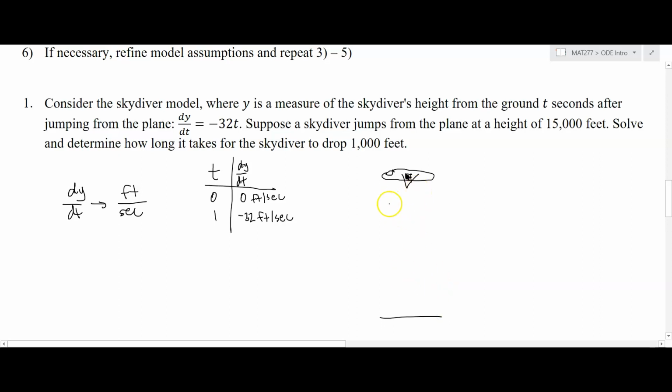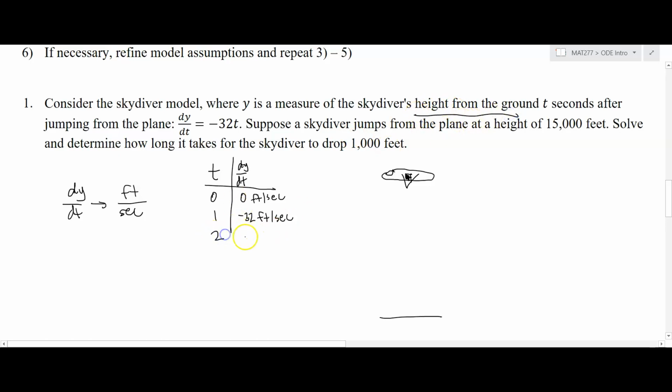So the distance as time passes is going to get shorter and shorter and shorter, as opposed to the distance from the plane, which gradually gets larger and larger. But we are decreasing our height from the ground. So that's the key here.